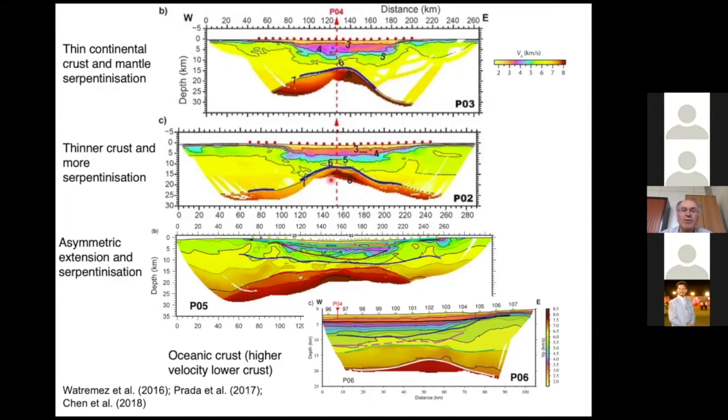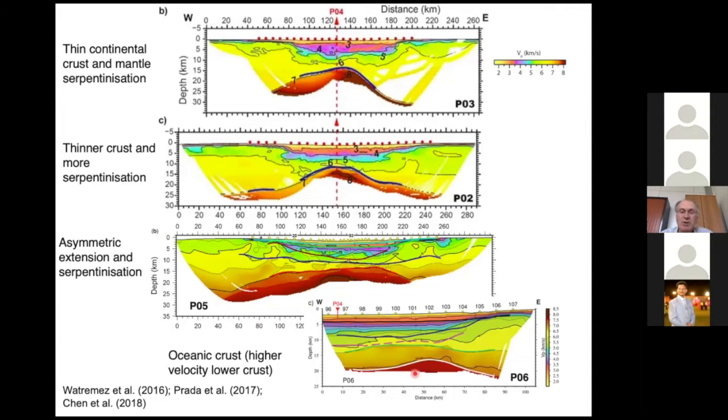We go south, the crust is a bit thinner still. Further south still, and there's hardly any crust left. The crust is just maybe 1 or 2 kilometers thick, or may not be present at all, right in the middle of the basin here. And there's a bit of asymmetry here.